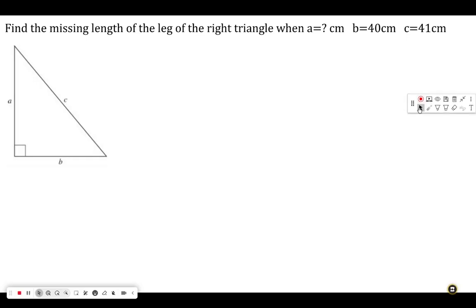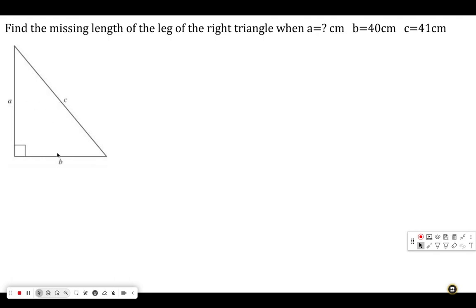All right, let's take a look at this right triangle problem. Find the missing length of the leg of the right triangle. The legs are the base and the height. They are the sides labeled A and B. Okay, they're not the hypotenuse, C.